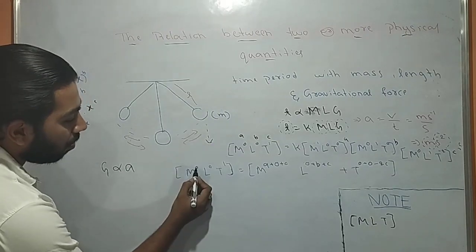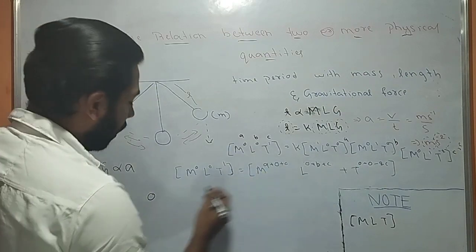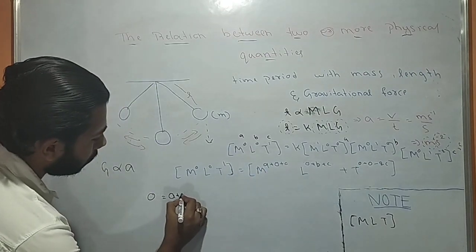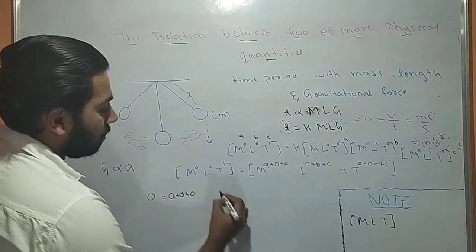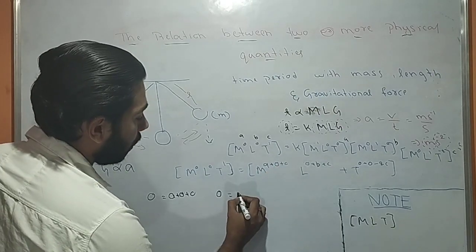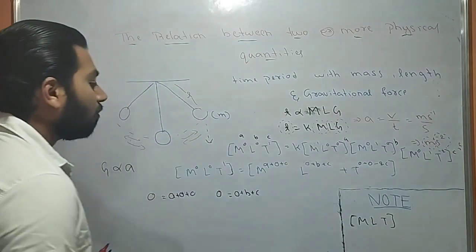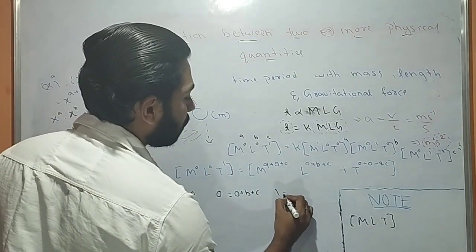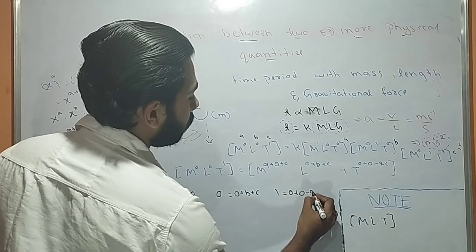Just simple. What is the power of m in the left side? It's 0. What is the power of m in the right side? It's A plus 0 plus 0. Okay. What is the power of length from the left side? It's 0. What is the power of length from the right side? It is 0 plus B plus C. Okay. What is the power of T from the left side? 1. What is the power of T from the right side? It is 0 plus 0 minus 2C.